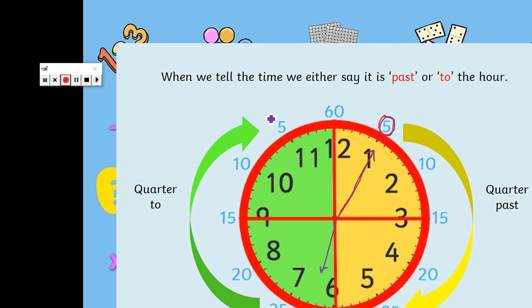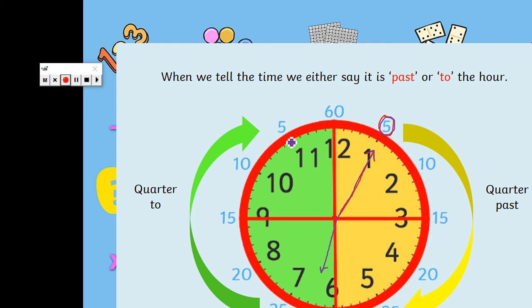Because remember, when we're using our plastic clocks in class, the hour hand moves automatically when we move the minute hand. So it automatically pushes it past the hour. So is this showing 5 minutes past 6 or 5 minutes past 7?